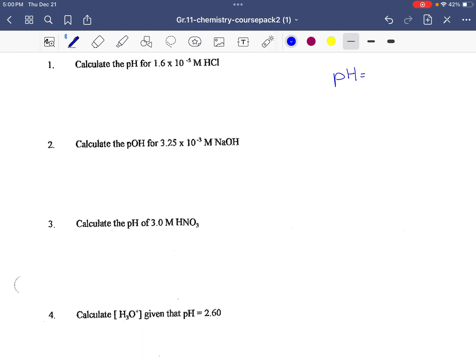So anything below 7 is rated to be acidic. Anything above 7 is rated to be basic. As you move further away from 7, it gets stronger. So, as an example, pH 1 is a stronger acid than pH 2. pH 13 is a weaker base than pH 14.